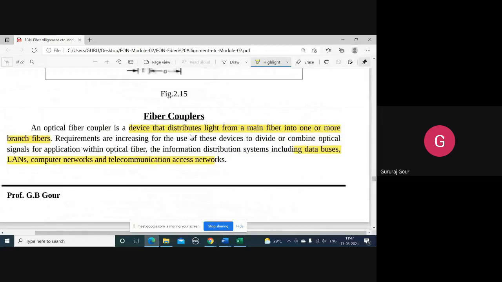So next, another important point for today's discussion is fiber couplers. Fiber couplers are devices which are used either to distribute light from one to many, or to couple or mix up the light coming from different ports to one port, different sources to one direction. Means it can be used as either mux or demux, optical mux or demux. The applications include data buses, LANs, computer networks, and telecommunication access networks.